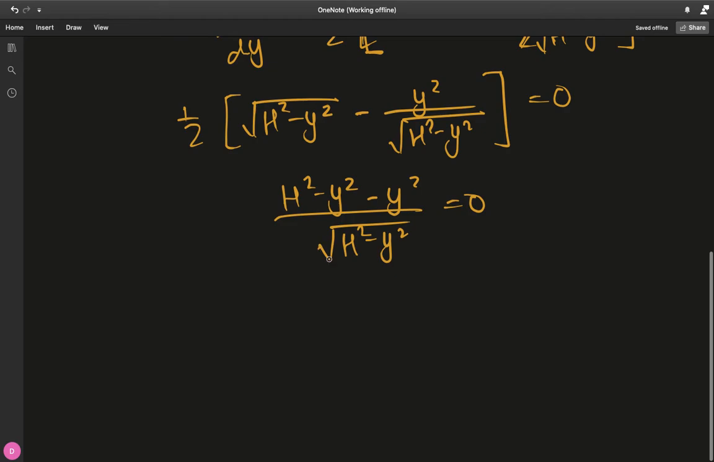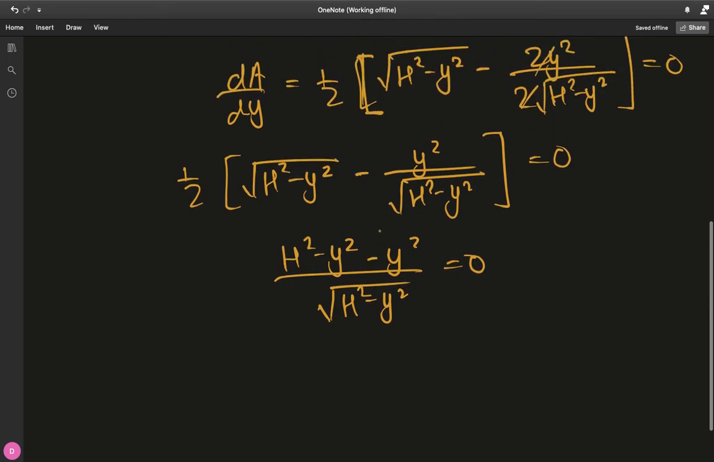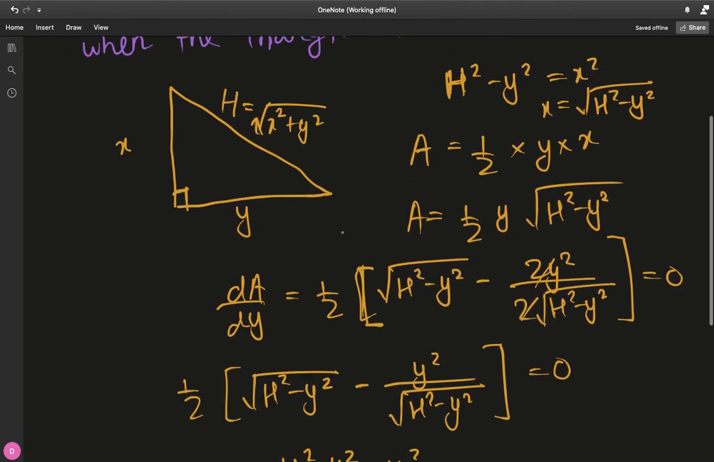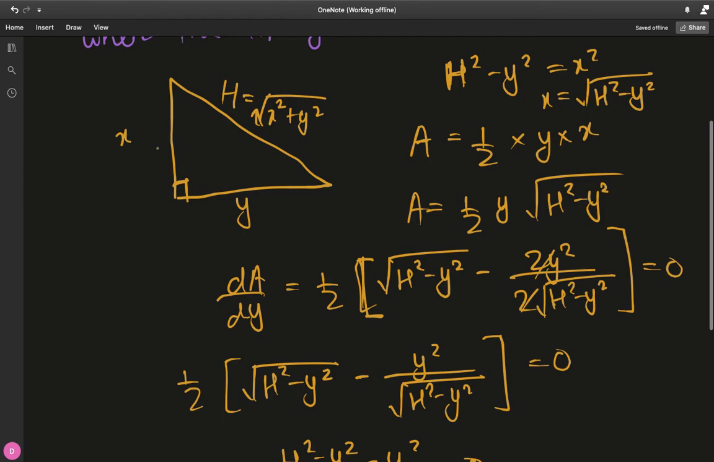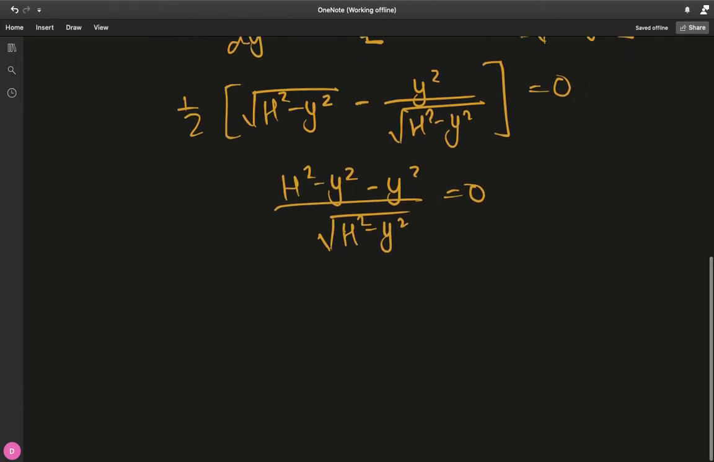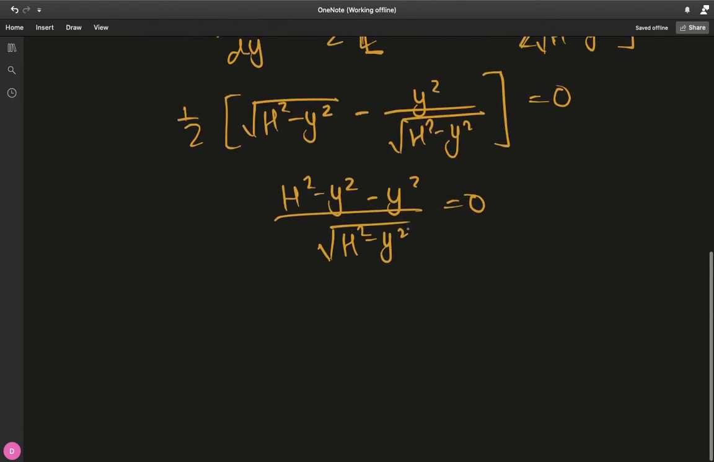And since this square root of h squared minus y squared is always positive, you can throw that on that side. It will never be 0, right? Because h squared minus y squared is basically x, and x can't be 0, otherwise you'll just have a line if this side just collapses down. This can never be 0, so you can just throw it on that side. We have h squared minus 2y squared being equal to 0.